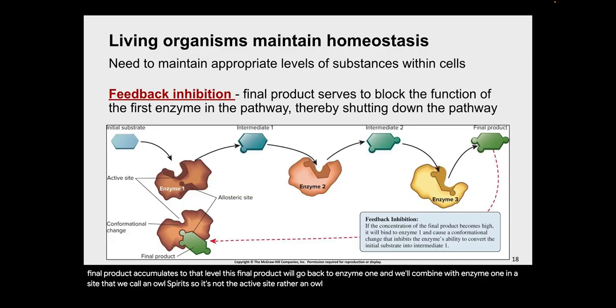When it binds to the enzyme in that site, essentially that enzyme is going to change its shape. And we know shape equals function. The shape is changing. It can no longer bind with the initial substrate. It basically shuts down the pathway. Now, when we need to produce more of this final product again, this final product can be released, and the pathway can move along just like it did initially.